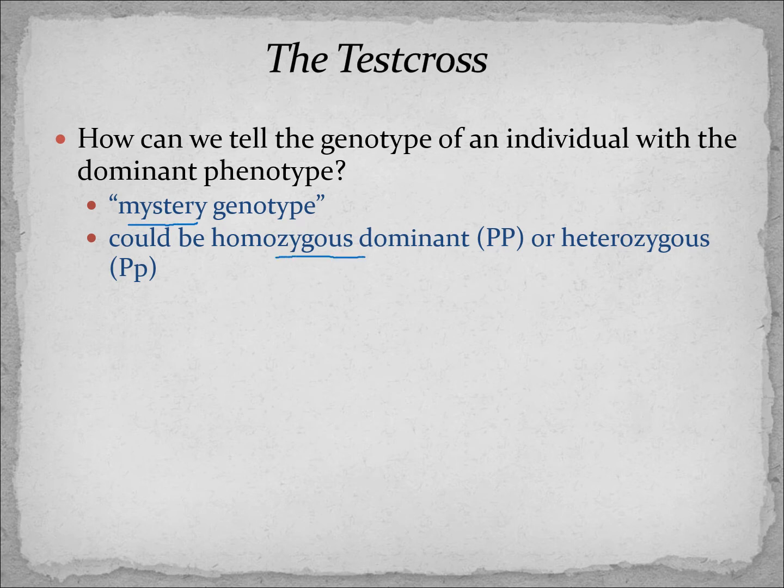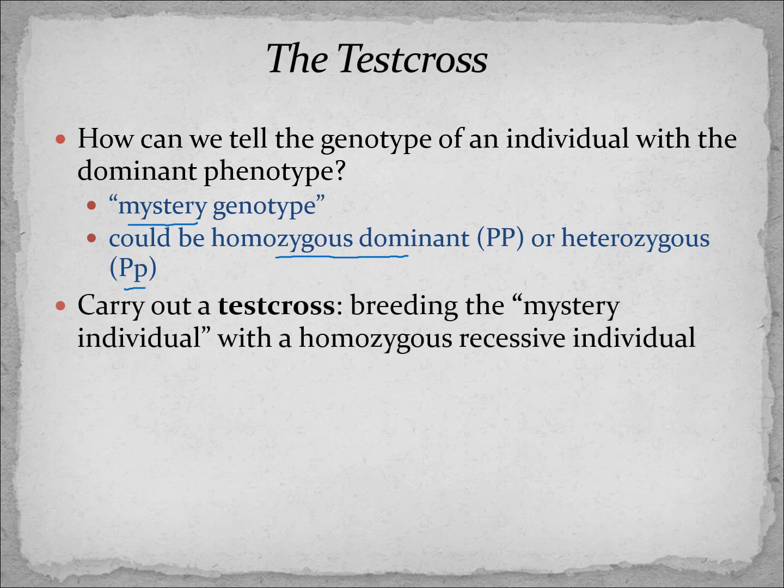It's a mystery because let's say you picked up a flower that was purple. How do you know what the genotype is? It could be an individual that's homozygous dominant or a heterozygous individual. So what you want to do is do a test cross. And the test cross involves crossing this mystery individual. So we have the mystery guy. This individual can be homozygous dominant or a heterozygote.